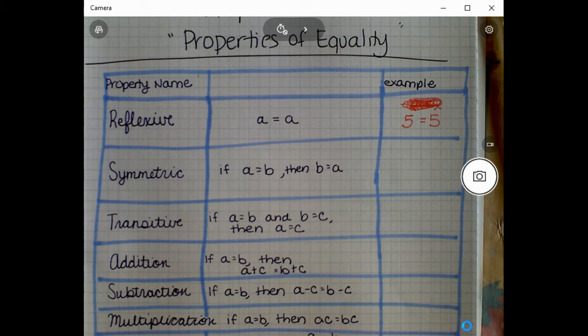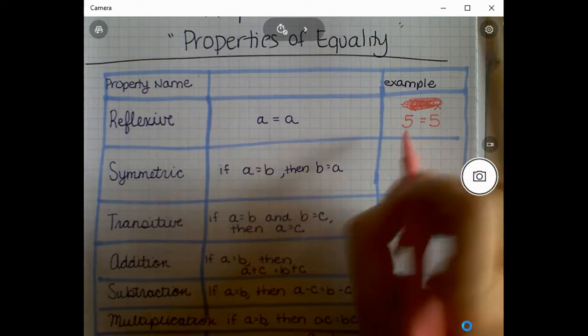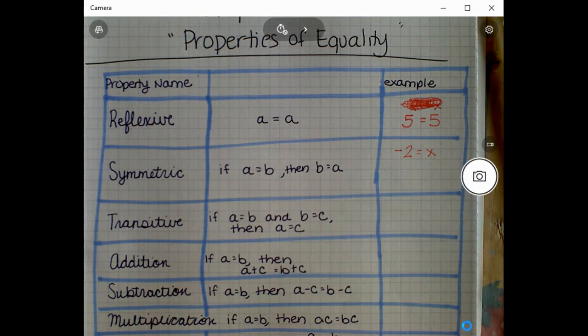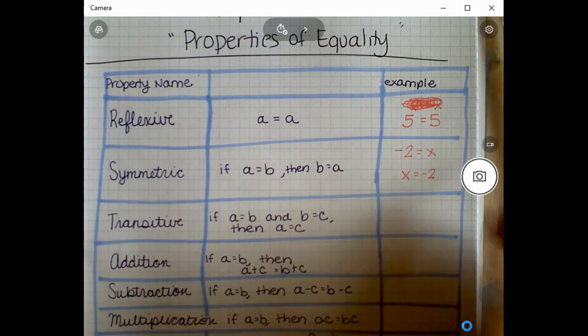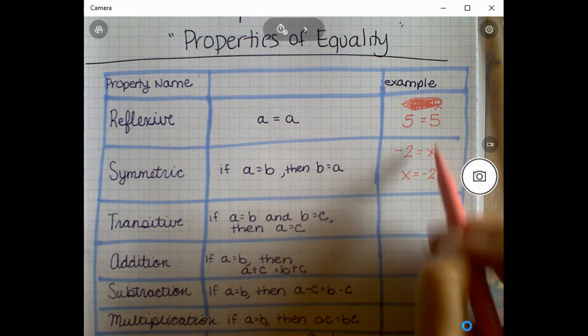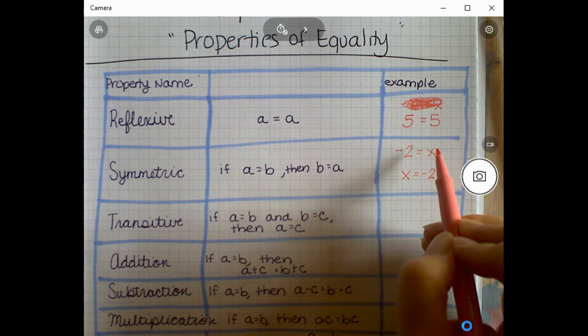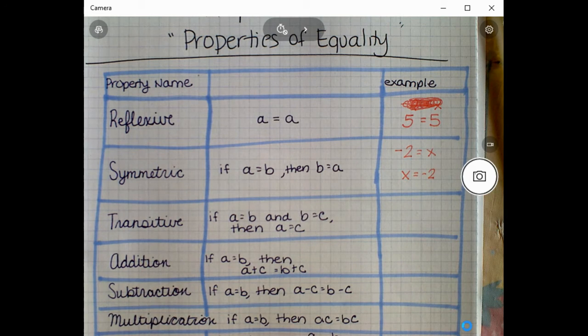The symmetric property I like the best for when I end up in a situation like this, -2 equals x or something like that. Most people don't like when the x is on the right. They like it better like this. And so what the symmetric property says is that these are actually the same. It doesn't matter which way you write it. -2 equals x or x equals -2 are the same thing.